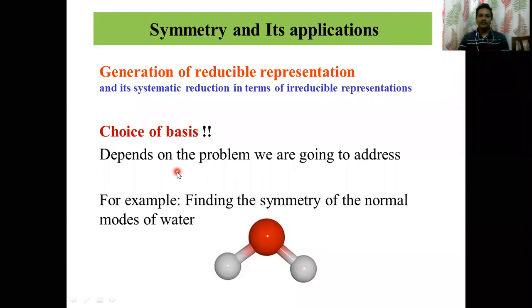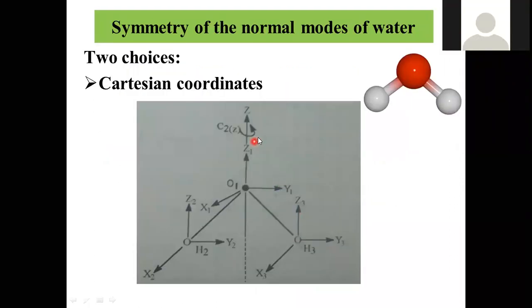Like I discussed in the class, suppose I want to do the vibrational analysis, that means the activity of the vibrational modes, then what choice would it be, either Cartesian coordinates or the bond coordinates, right? In that case, I am going to have two choices if I go for the symmetry of the normal modes. The first choice is, of course, the Cartesian coordinates.